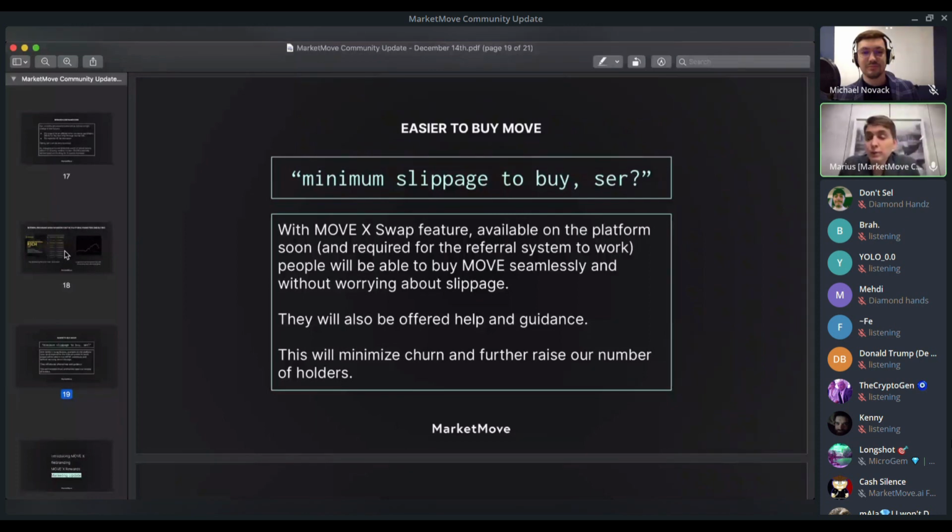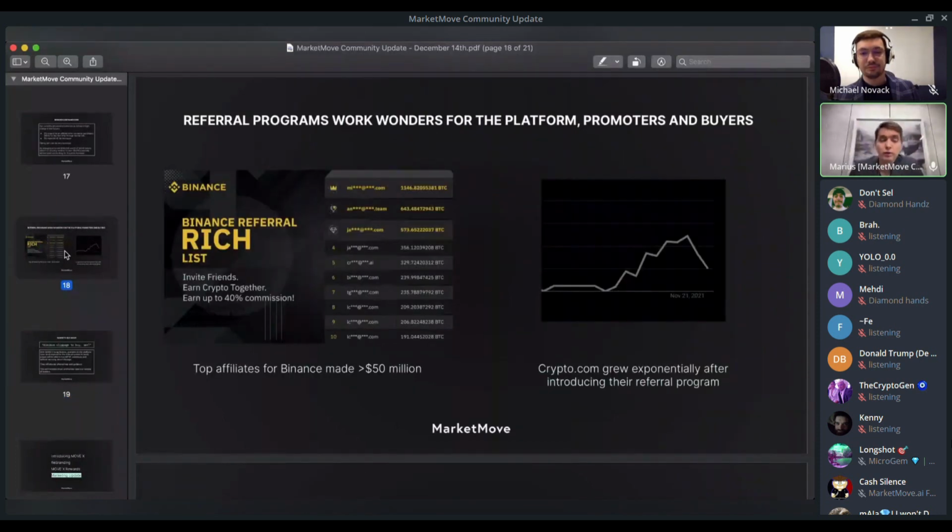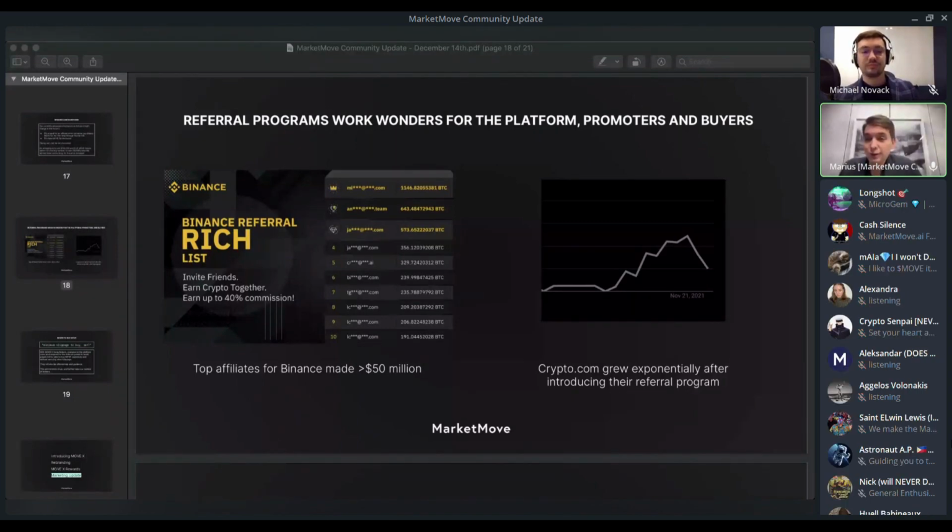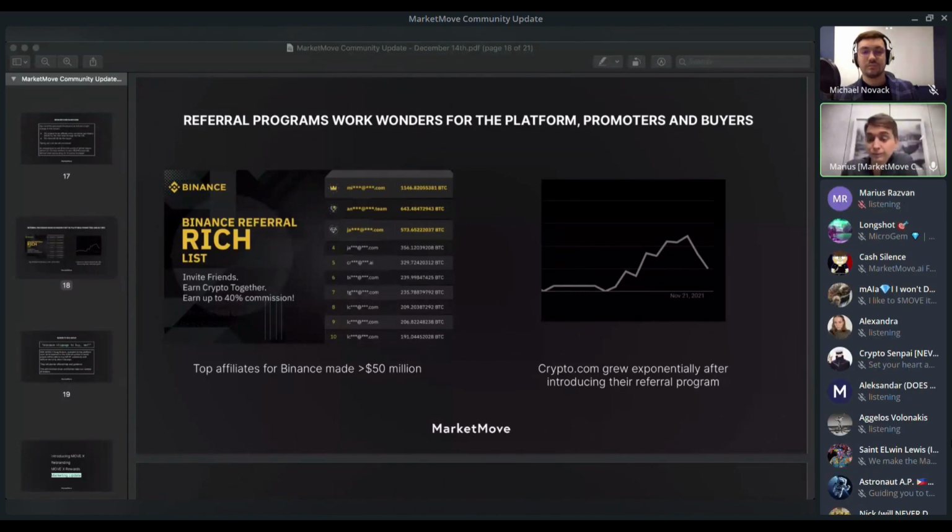Not only that, everybody who uses this page will also have guidance and links to get support. As opposed to just seeing two text boxes where you enter some amounts and you don't really know what's happening, some slippage, some errors, whatever that means. No more. This is just no more.